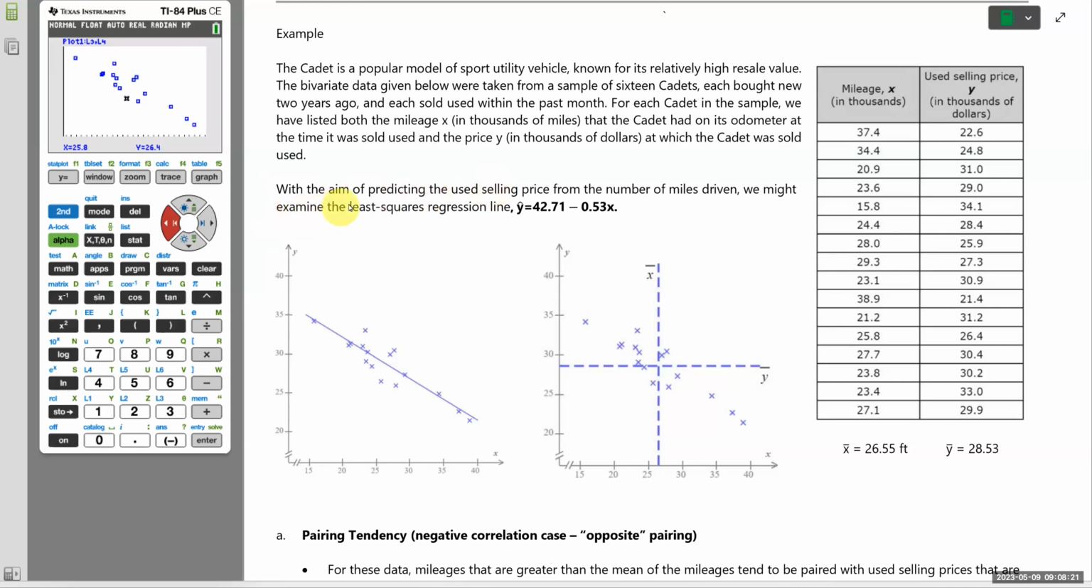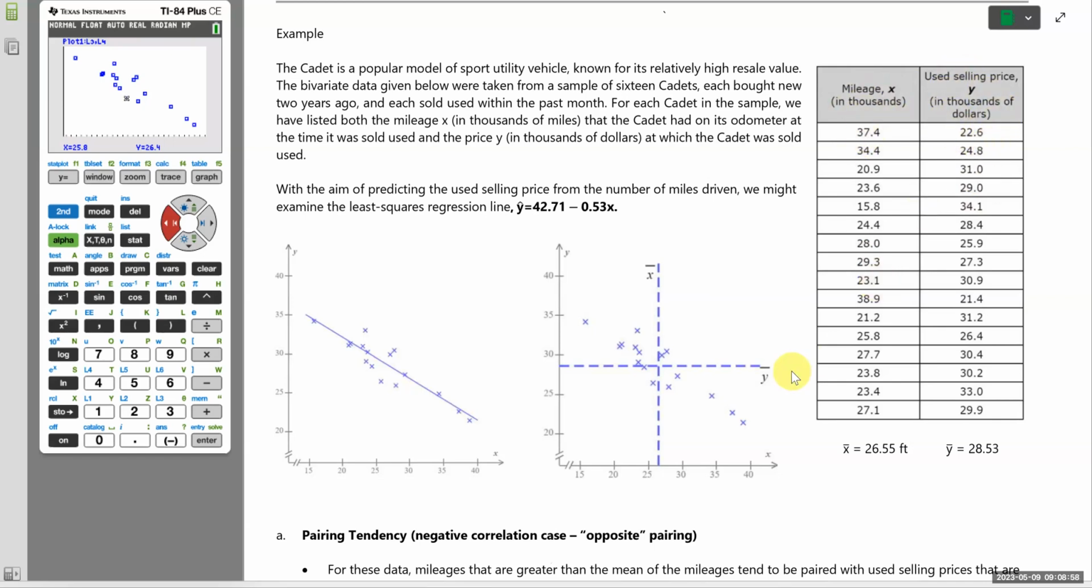We might examine the least squares regression line. So we don't have to find it ourselves, it's given. The least squares regression line, we often just say regression line or the line of best fit. So we don't have to do the scatter plot on our calculators. You can if you would like and check out the video I made on that. But the problem here actually shows me the scatter plot, and they're showing that regression line. It's trying its best to describe the trend of how the mileage affects your selling price.